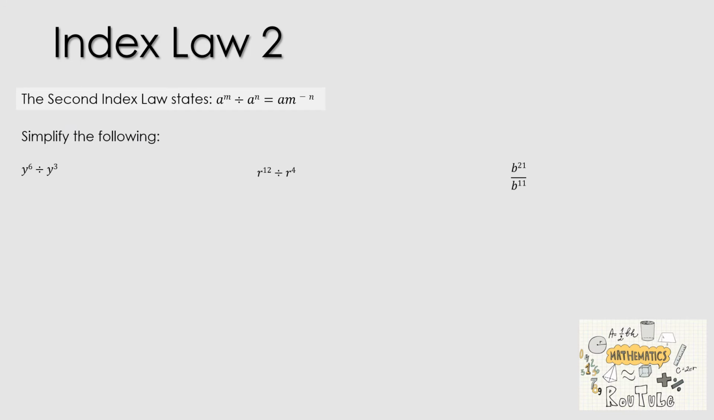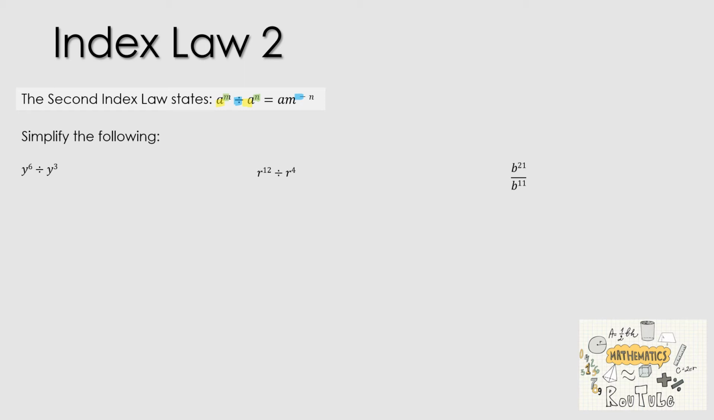Okay, so now we're going to have a look at index law number 2. It's really similar to index law number 1 in the sense that, once again, we deal with the same bases. We still deal with indices, but this time we deal with division and subtraction as opposed to multiplication and addition. So it's a really similar process, but it's actually quite different as well.